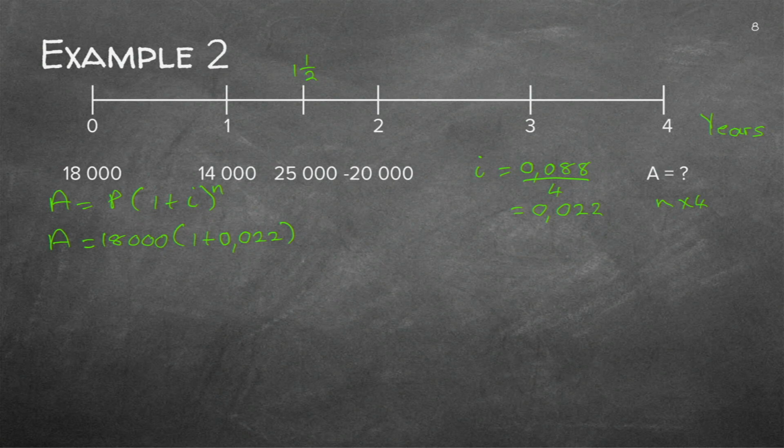Okay, 1.022. Okay, what is the n on top? It's 4 years, but remember, I need to change it to quarters. So I'm just going to write 4 times 4 so you know where it's coming from, which gives me 16. That is for that one. But then I need to add 14,000. 1 plus 0.022. Now, 14,000 is year 1. So from year 1 to year 4 is 3 years, but I need to change it into quarters. So it's 3 times 4. You're still with me? Then again, I must add 25,000.